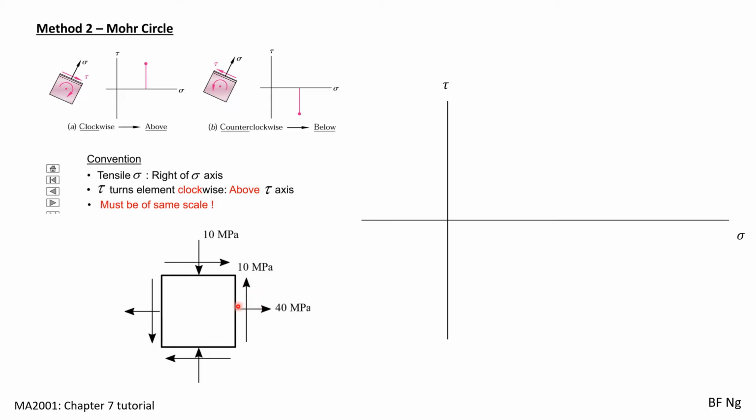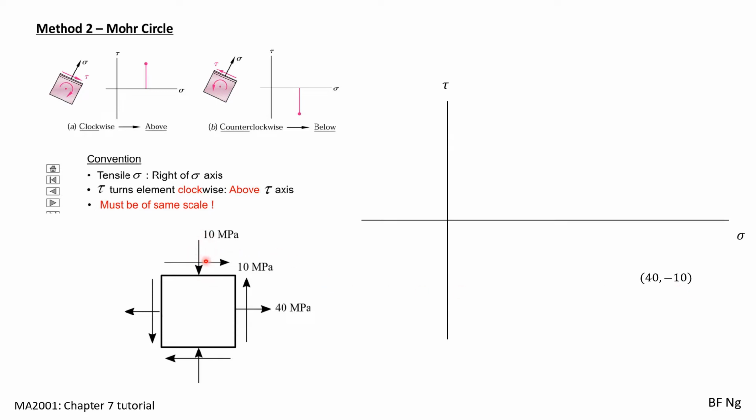Let's look at this surface on the right. On this surface here, you will notice that we have a normal stress of 40, which is in tension, as well as a shear stress of 10, that's going upwards and rotating the element anti-clockwise. The normal stress is positive. For shear stress itself, because it rotates the element anti-clockwise, therefore it is negative shear stress. This itself will appear here, where sigma is 40 and tau is minus 10.